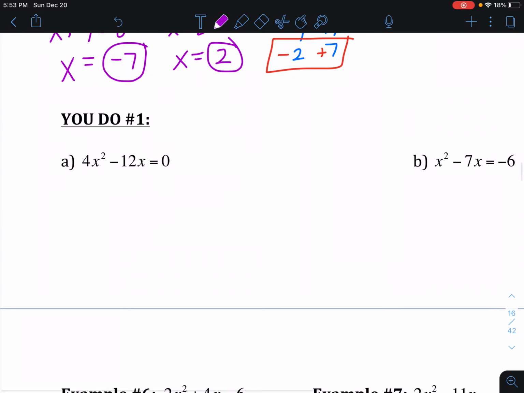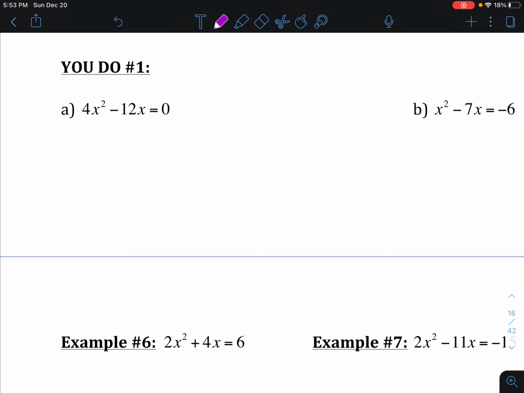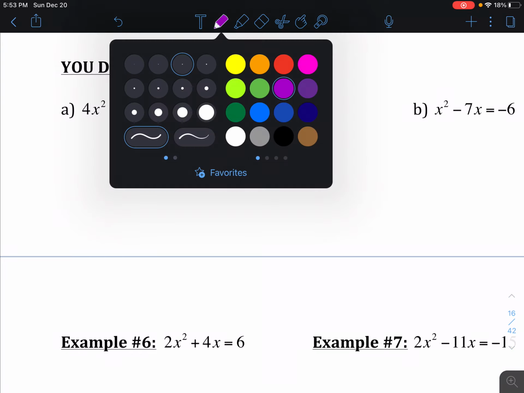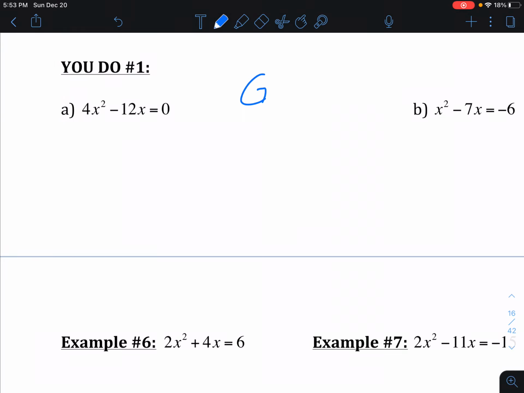Okay, at this point, I want you to pause this and try this problem on your own. I will give you a hint. It is set equal to 0, so that's taken care of. And I'll give you a hint. Your way of factoring to start this is going to be GCF. So pause now and do the problem.